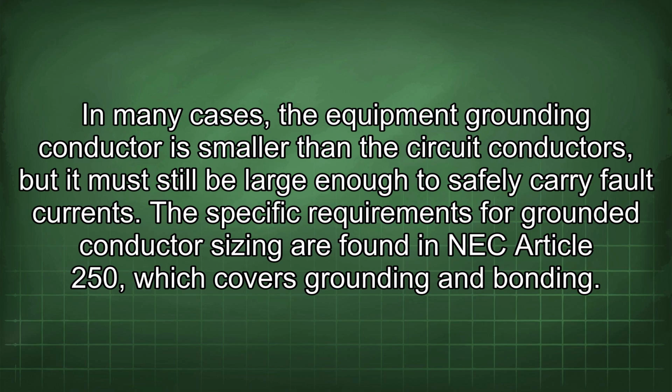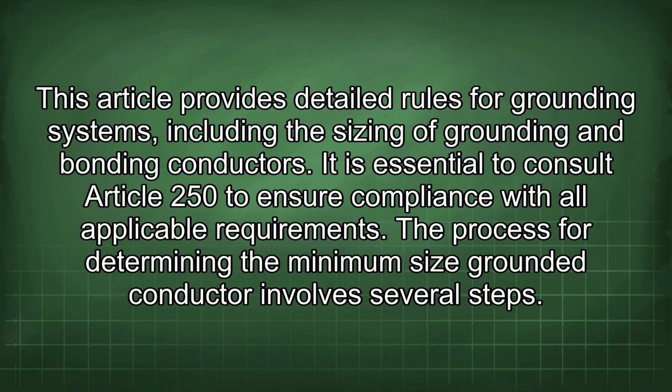The specific requirements for grounded conductor sizing are found in NEC Article 250, which covers grounding and bonding. This article provides detailed rules for grounding systems, including the sizing of grounding and bonding conductors. It is essential to consult Article 250 to ensure compliance with all applicable requirements.